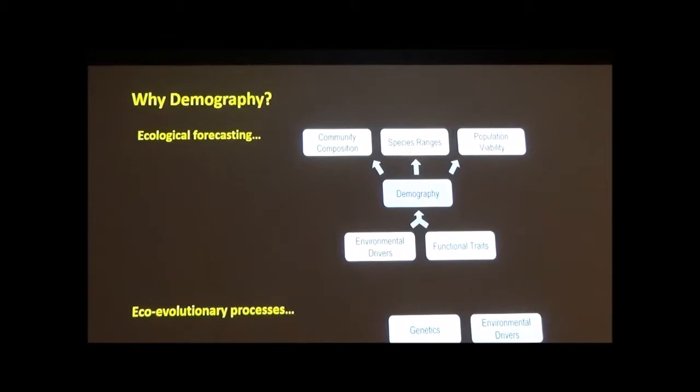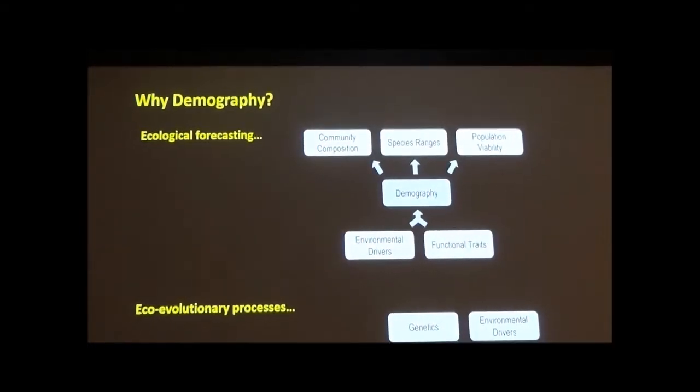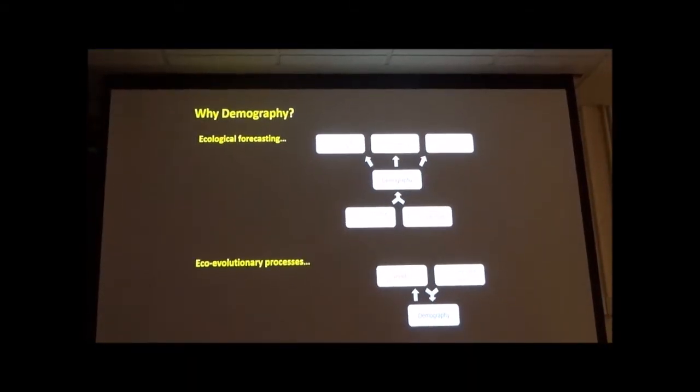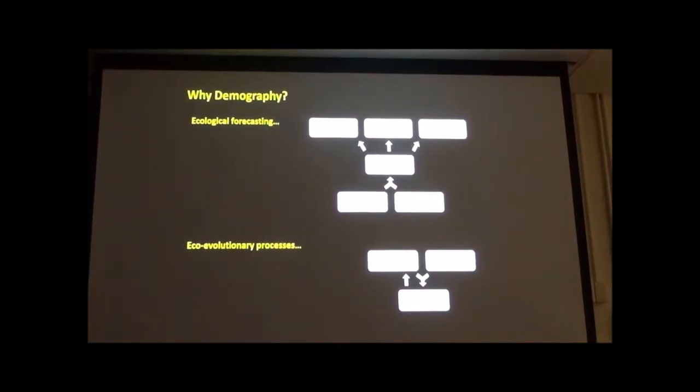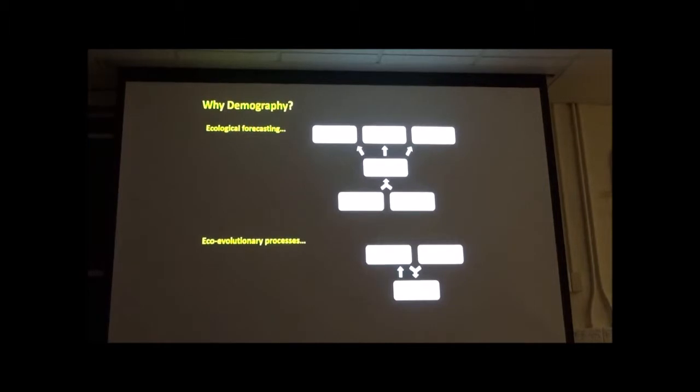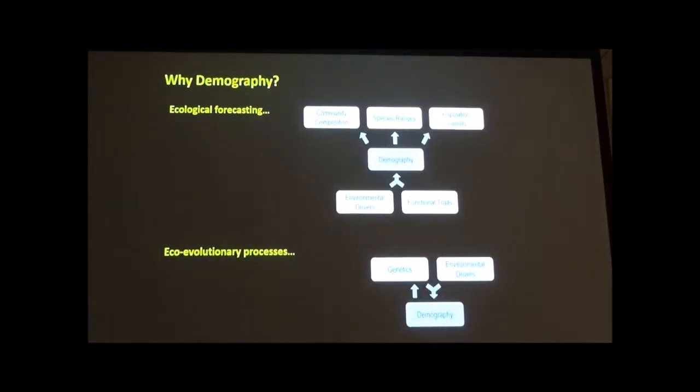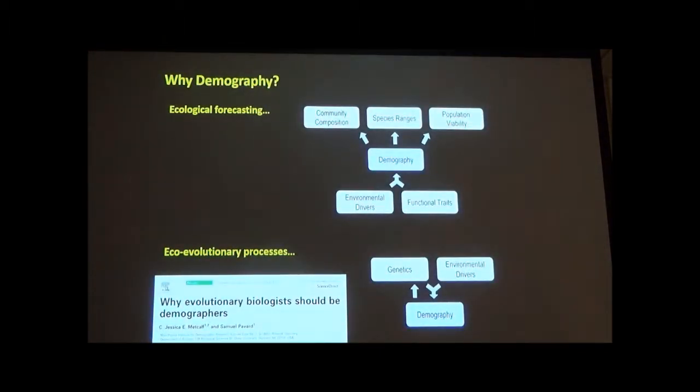We can also think about this with respect to evolution or eco-evolutionary processes, and you could arguably say evolution is fundamentally a demographic process. It has everything to do with survival and reproduction of organisms and how that's linked to traits and to the environment. And there's a great paper by Jess Metcalf with a great title, Why Evolutionary Biologists Should Be Demographers, just trying to remind everybody, let's not lose sight of the fact that this is playing out in ecological systems with the demography of the individuals.